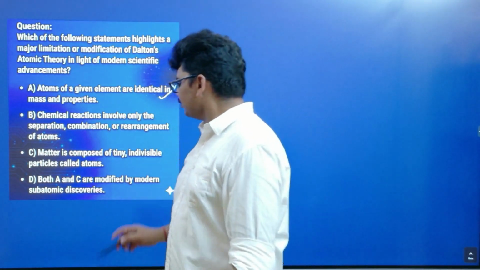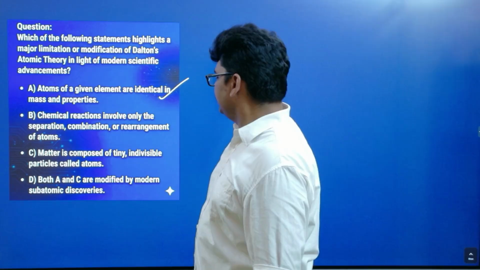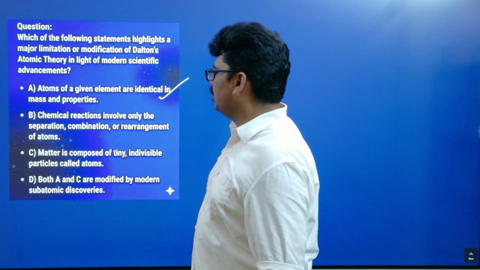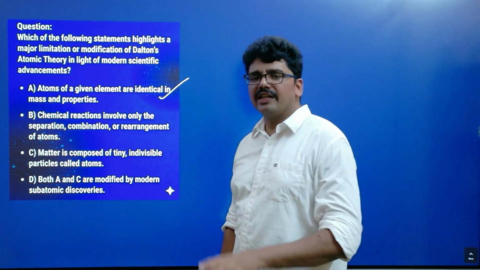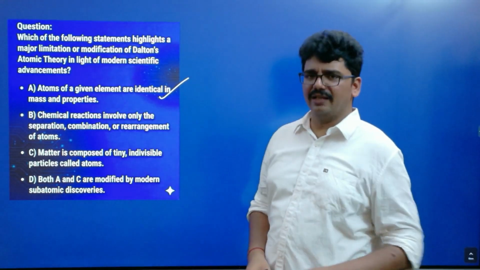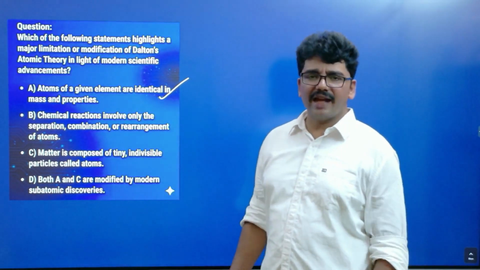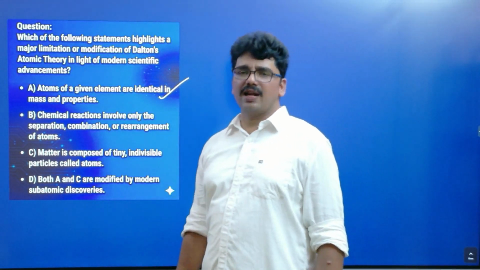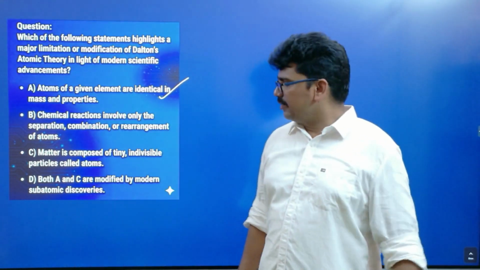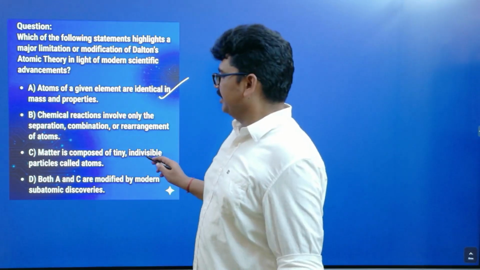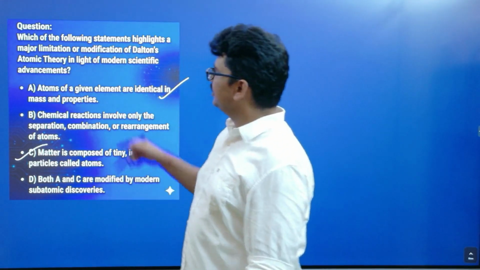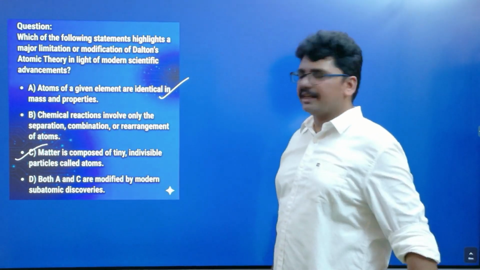Third one: matter is composed of tiny and indivisible particles called atoms. According to Dalton's theory, atoms are the smallest particles. But today we have seen many particles smaller than atoms present inside the atom, which are called subatomic particles. So the limitation is there. So both A and C are limitations of Dalton's atomic theory.